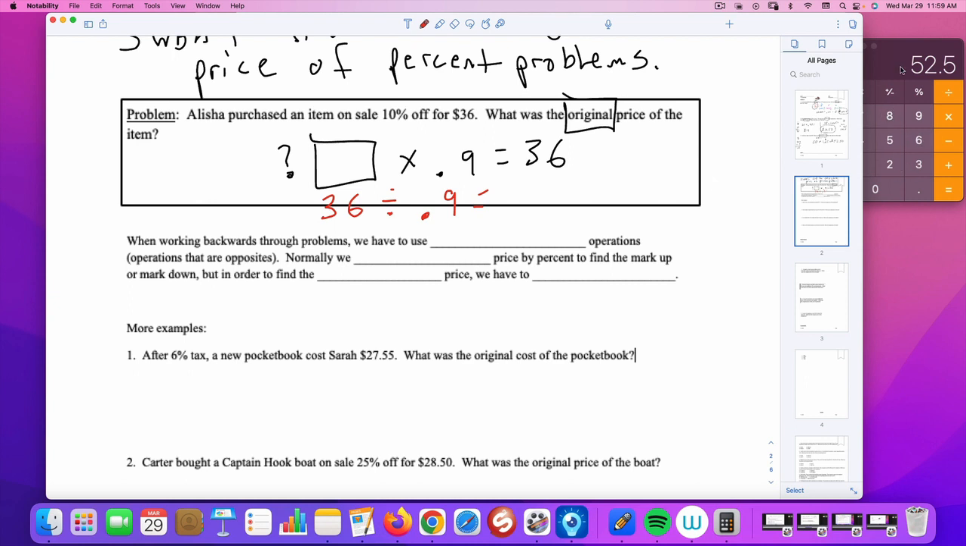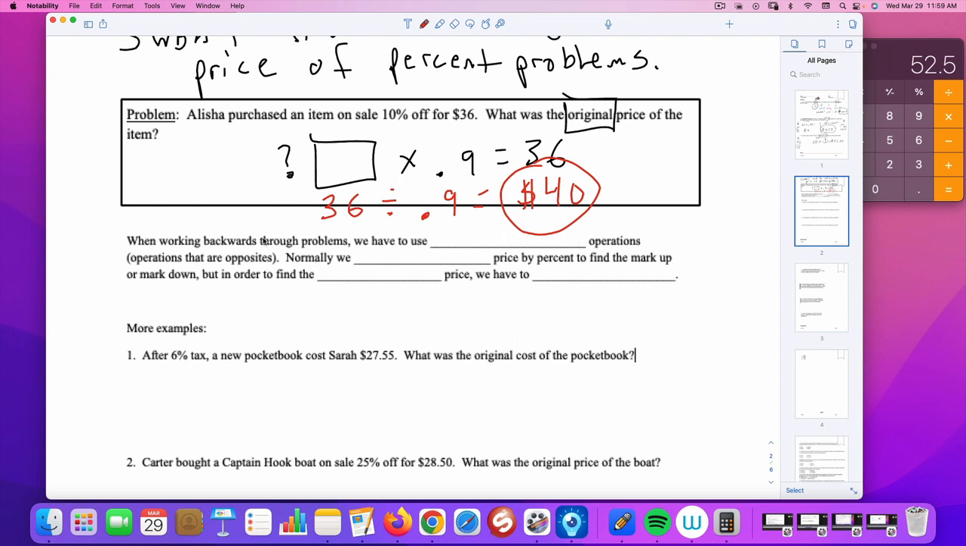What is the original price? Silent hands. Logan, what is it? And notice how the price went up. The original was 40. The discount was 36. So the original should have been more money.